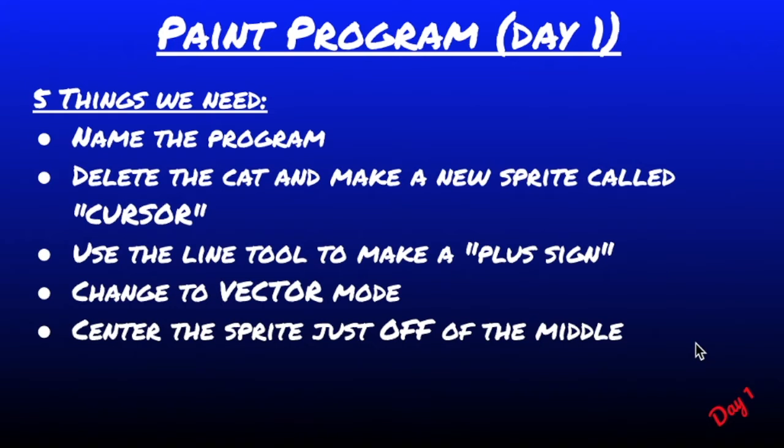Welcome to day one of our paint project. So today we need to get 5 things under our belt. We're going to have a good name for our paint program. We're going to get rid of the cat, make a new sprite called a cursor.